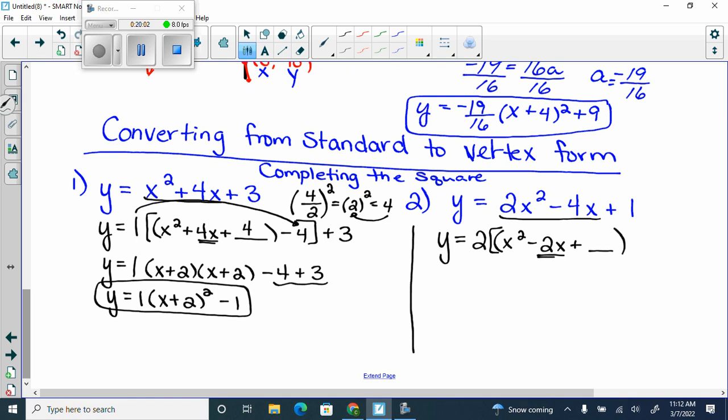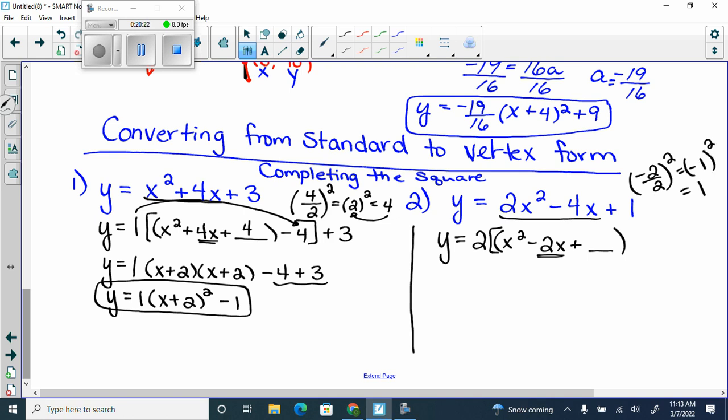Now to find out what that blank is, we need to use the b beside it. So it's the negative 2 that we're using. We're not using the negative 4, we're using the negative 2. Everyone paying attention? We're using the negative 2, not the negative 4. So we're going to go negative 2 divided by 2 squared, which is negative 1, squared, which is 1.